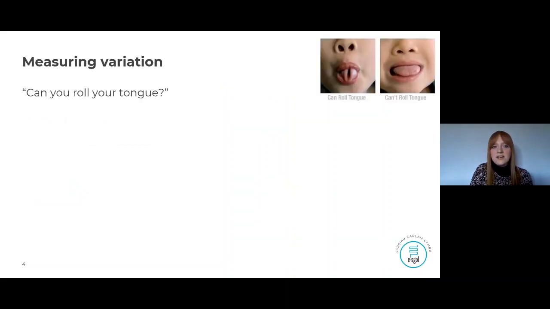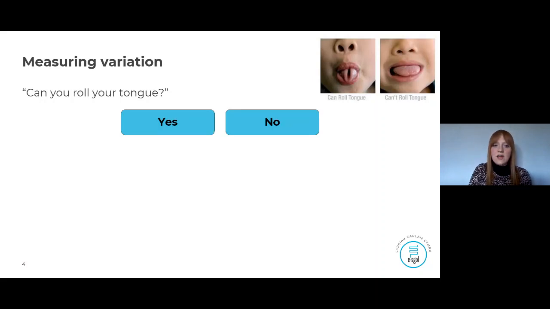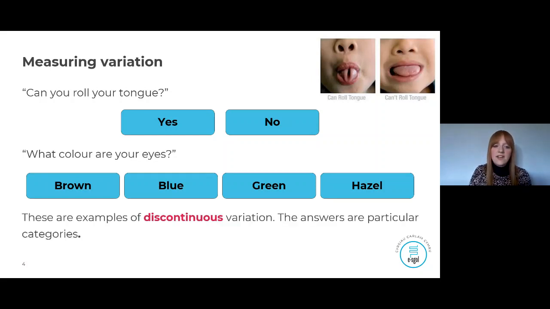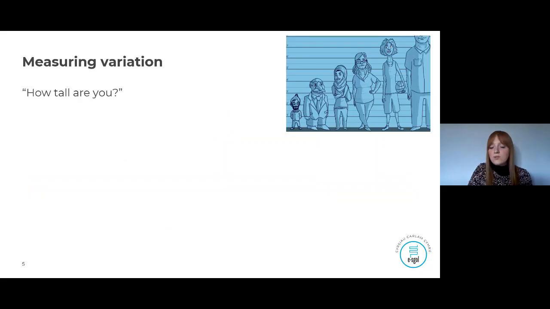Now, how do we measure variation? Well, some types of variation, like the ability to roll your tongue, can be answered with either just a yes or a no. Whereas something like eye color might have particular categories, so brown or blue, green or hazel or gray. So we have different colors of eyes, but we don't have a wide variety of colors. So we call this discontinuous variation, okay? Meaning that the answers to this type of variation are often a particular category or a discrete category. How tall are you?